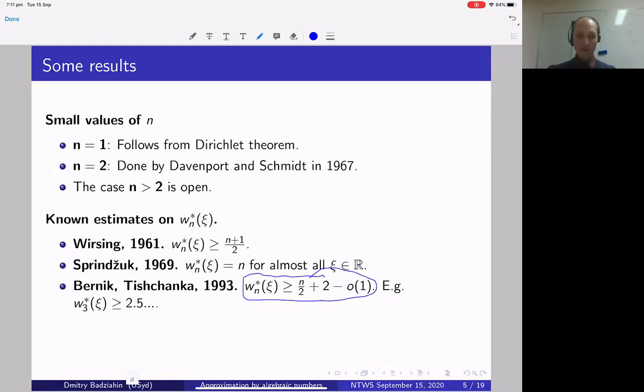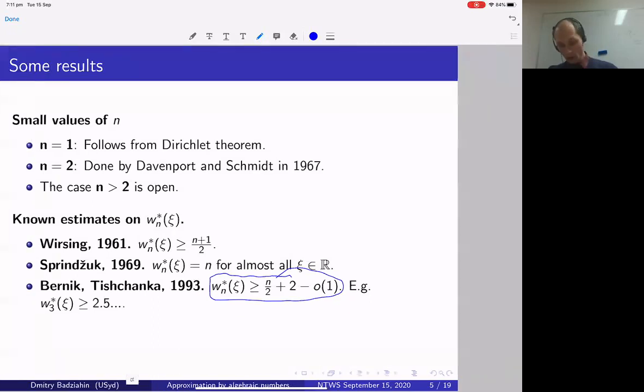Yeah, and just for reference, the w_3 star of psi in their work is at least 2.5. No, actually not 2. I think the w_3 star is 2.5 exactly. But yeah, it's not always rational, right?